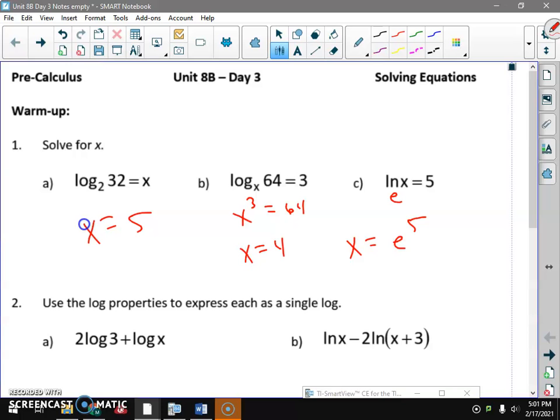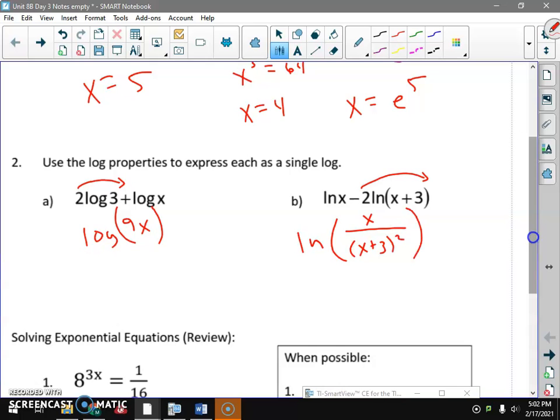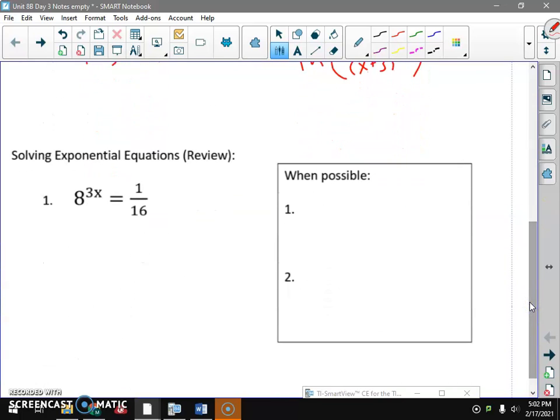All right, let's do another little warm-up, which is pushing these together to a single logarithm. So that 2 can become the exponent. 3 squared is 9, plus becomes multiplication. So log of 9x. You can use parentheses to show the whole thing is the argument. Again, 2 becomes the exponent, subtraction becomes division. So I see a big ln of x over (x plus 3) squared. Hopefully you're getting pretty good at that. Properties we did, and again, is it something that you did last year in A2?